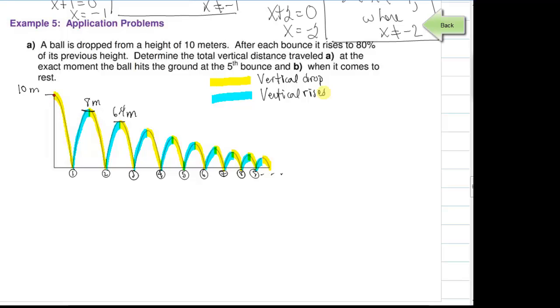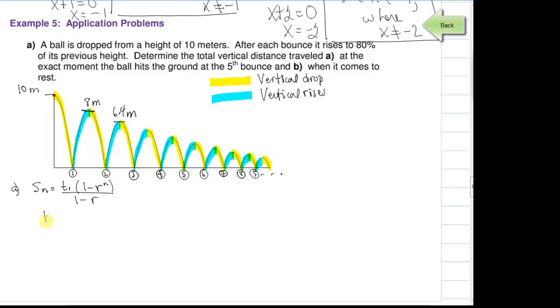Okay, so because we're looking for a partial sum on A, we're going to use this formula. S subscript n equals T1 times 1 minus r to the nth power over 1 minus r. Now we're going to break the first problem up into two parts. We need to calculate what our vertical drops are in terms of distance up to the 5th bounce, and we also want to calculate our vertical rises up to the 5th bounce. Okay, and we need to work them out separately.